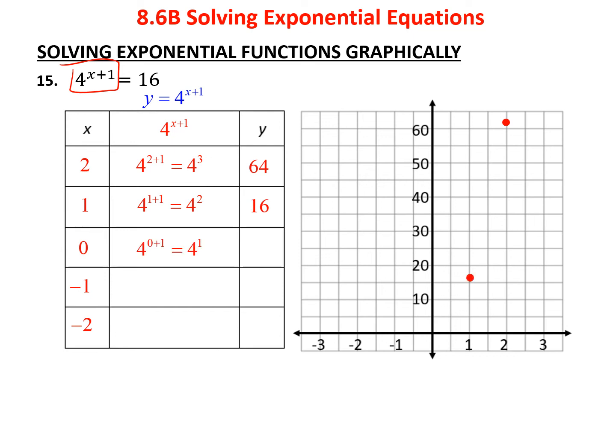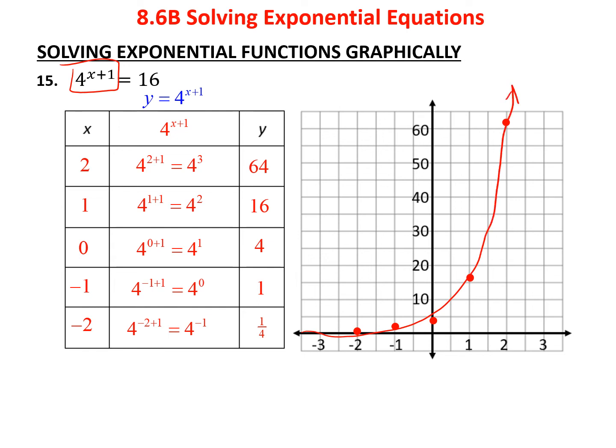4 to the 0 plus 1 is 4 to the 1, or 4. And now 4 to the minus 1 plus 1 is 4 to the 0, which is 1. And then finally, 4 to the negative 2 plus 1 is going to be 4 to the negative 1. Take the reciprocal, 1 over 4, keep it 1, and down there. And so here's our graph. Something like this.